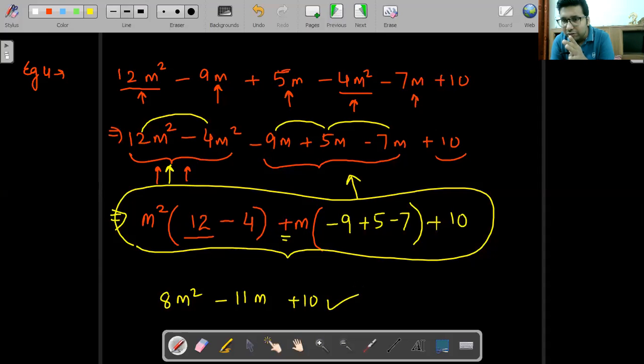Sir, not minus 11, we will get plus 7. Okay, please check. Minus 9 plus 5. Ashmit, please check. Minus 9m plus 5m minus 7m. Three like terms. Minus 9 plus 5 will give you minus 4, and minus 4 minus 7 will give you minus 11 only, not plus 7. Some mistake you have done, please check.